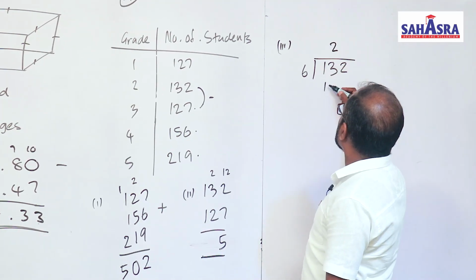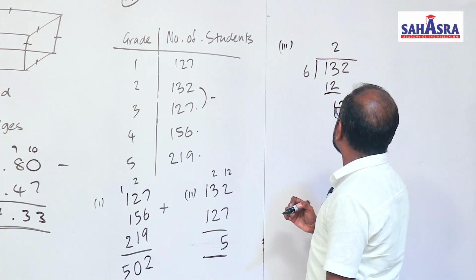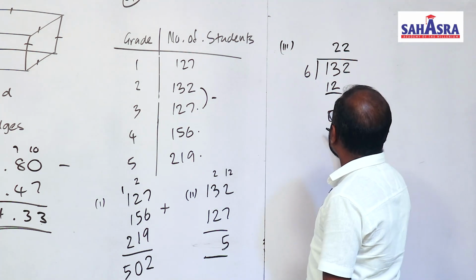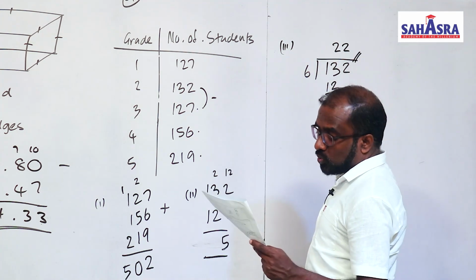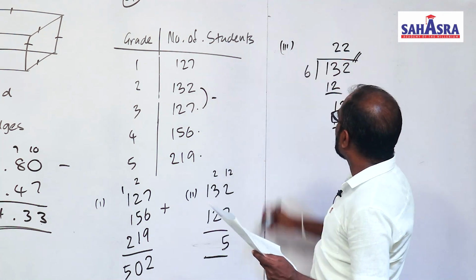6 times 2, 12, remainder 1, 10 down next number, 12 divided by 6, again 2, 6 times 2, 12, remainder 0. So how many students are there in one group when you divide grade 2 into 6 groups? 22 students are there.